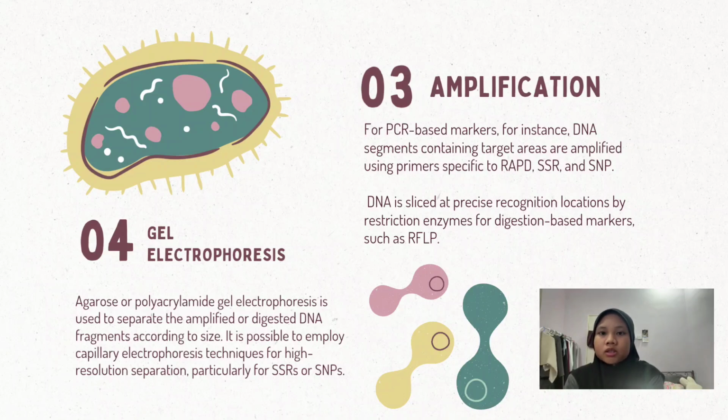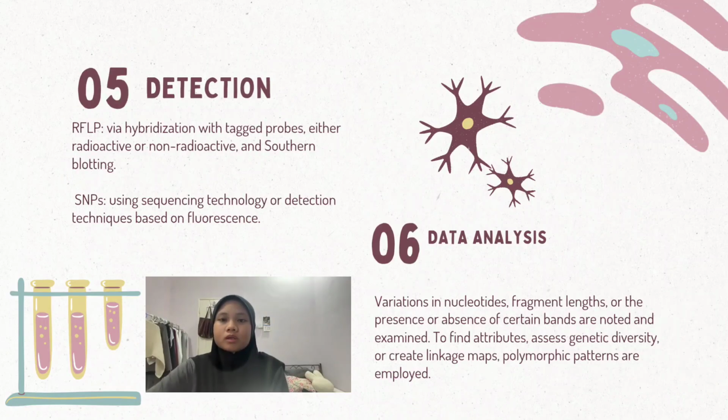Fourth is gel electrophoresis. Agarose or polyacrylamide gel electrophoresis is used to separate the amplified or digested DNA fragments according to size. It is possible to employ capillary electrophoresis techniques for high resolution separation, particularly for SSR or SNP.